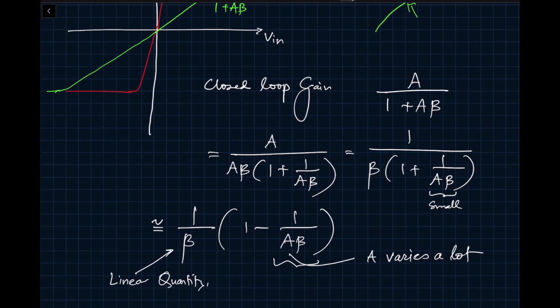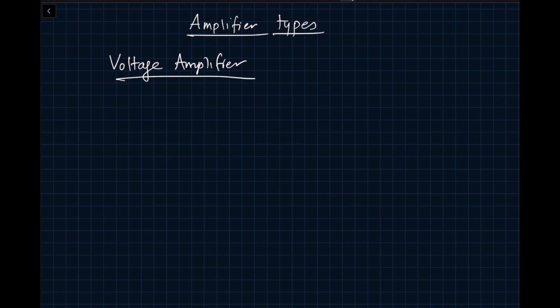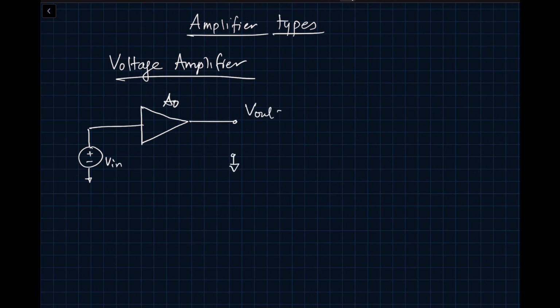Before we move on to our next topic, I would like to define 4 different types of amplifiers. First one you already know, which is a voltage amplifier. So these are 4 types of amplifiers. First one is a voltage amplifier, and in this case we have gain A0. This is V in and V out. V out is with respect to the ground.